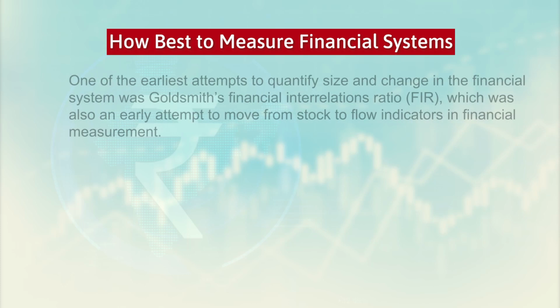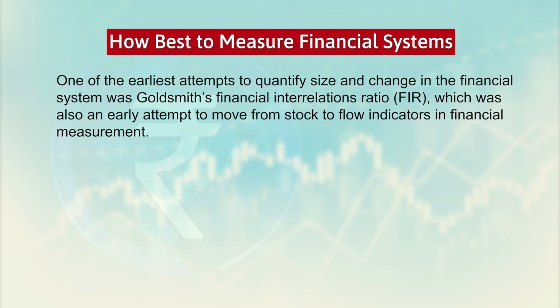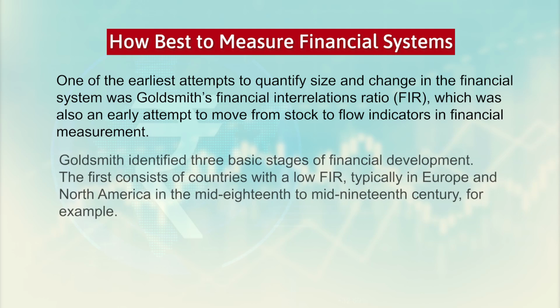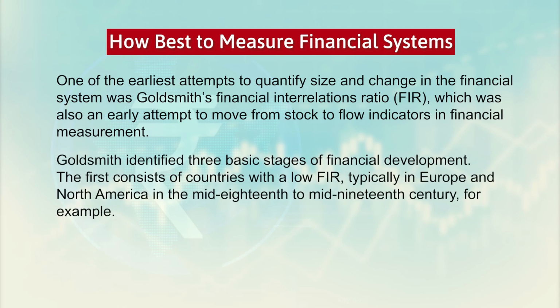Lastly, we come to the concept of how best to measure the financial systems. One of the earliest attempts to quantify the size and change in the financial system was Goldsmith's Financial Interrelations Ratio, which is commonly called FIR, which was also an early attempt to move from stock to flow indicators in financial measurement. Goldsmith identified three basic stages of financial development.